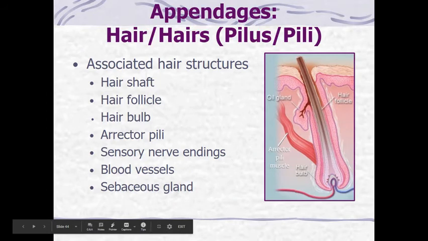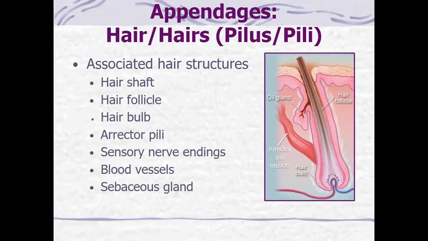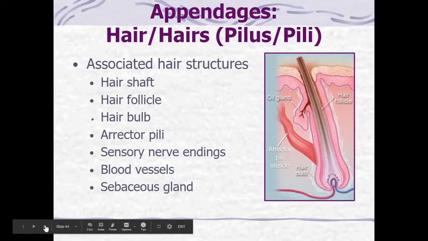So these are all the associated hair structures. There's the shaft, the follicle, the bulb where the growth is actually taking place. Erector pili is a muscle that's attached to the hair that will pull on the hair and give you goosebumps when you are cold, trying to trap heat at the skin surface. Sensory nerve endings, blood vessels, sebaceous glands, all associated with hair.